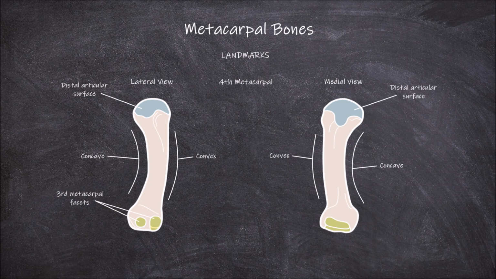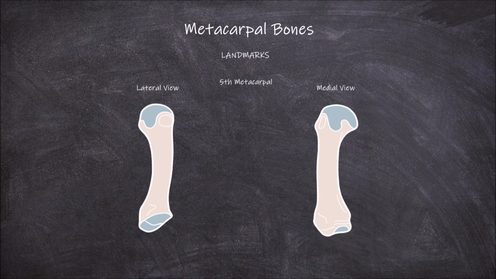There are 2 facets on the lateral surface of the base for articulation with the third metacarpal bone. The proximal portion of the dorsal facet is for articulation with the capitate bone. There are also 2 facets on the medial side of the base of this bone. An elongated facet is for articulation with the fifth metacarpal bone. The last facet on the proximal surface of the base is for articulation with the hamate bone.